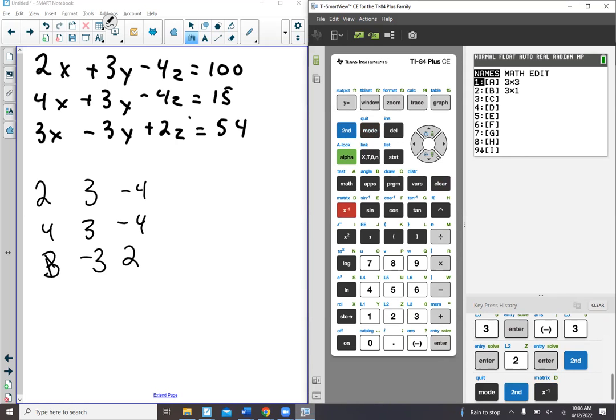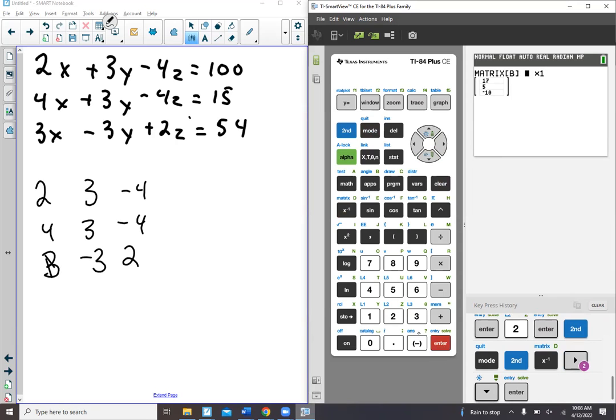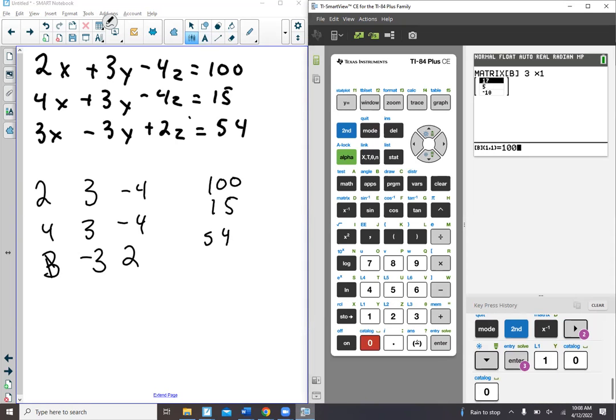And then second matrix, you're going to do the same thing for letter B. You know around how many questions might be on this? Which one? Graphing? Yeah. 4 in total. And then the second matrix is based off your answers, which you just put in linearly: 100, 15, and 54. So 100, 15, 54.